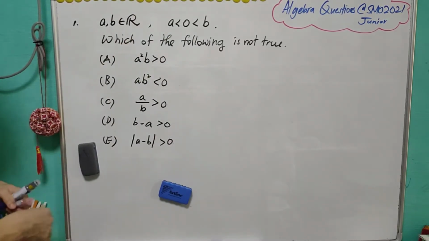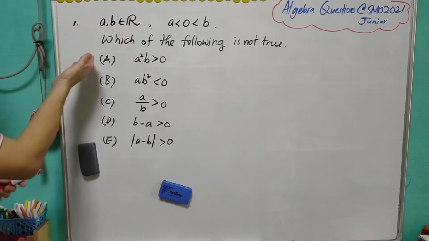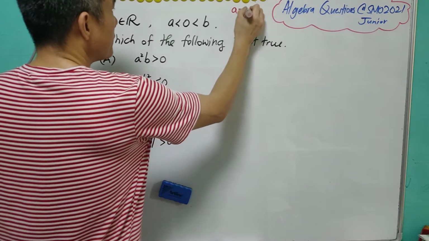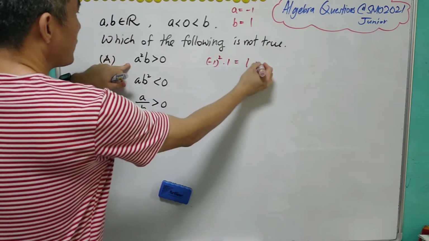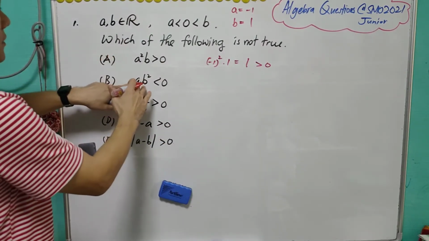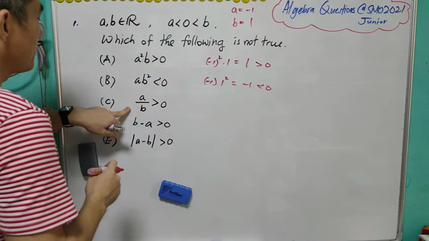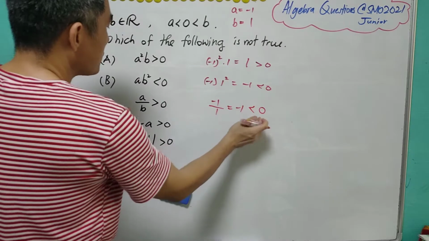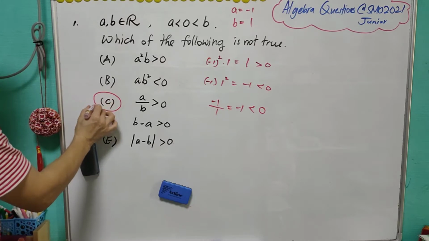We can simply choose some positive B and some negative A to check whether they are true or not true. Let's say we choose A to be -1 and B to be equal to 1. (-1) squared times 1 is equal to 1, that is positive. We can't tell whether this is true or not true here. For B, this is -1, 1 squared, that is negative. But for C, this is -1 over 1, that is equal to -1, which is negative. Obviously, C is not correct. So the answer should be C.